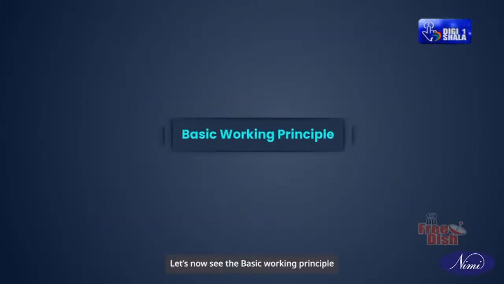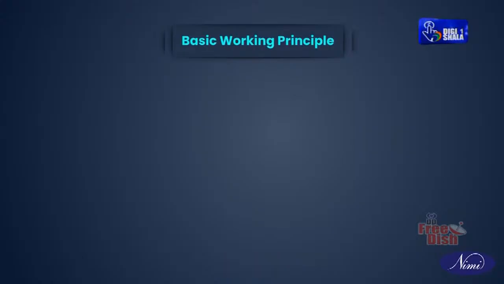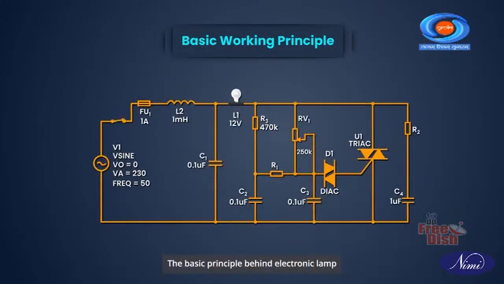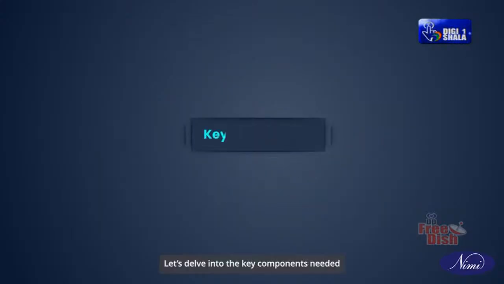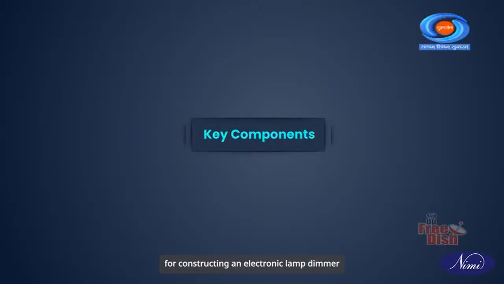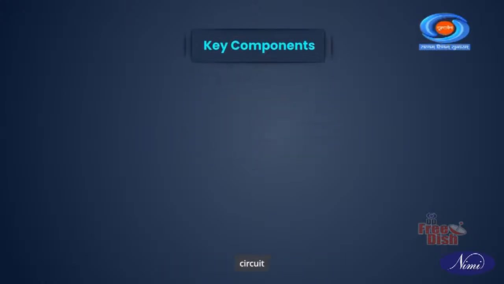Let's now see the basic working principle behind this. The basic principle behind electronic lamp dimmers involves controlling the amount of power delivered to the lamp, thereby varying its brightness. This is commonly achieved by adjusting the conduction angle of a switching device such as a triac in response to user input. Let's delve into the key components needed for constructing an electronic lamp dimmer circuit.